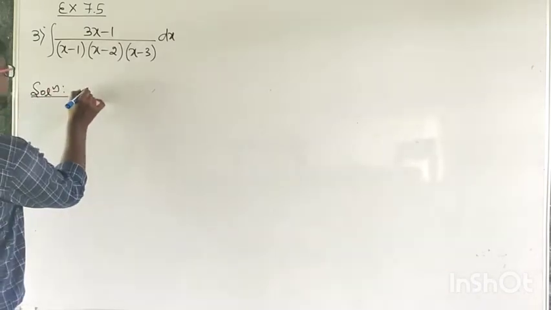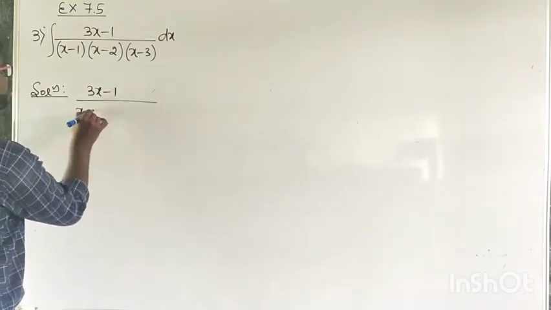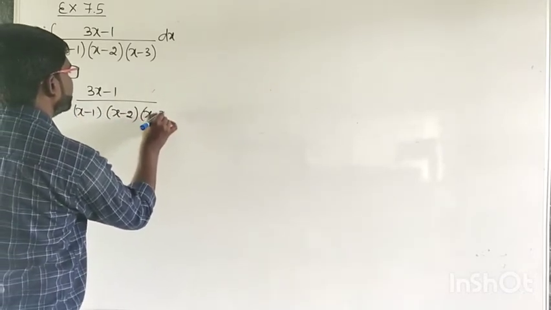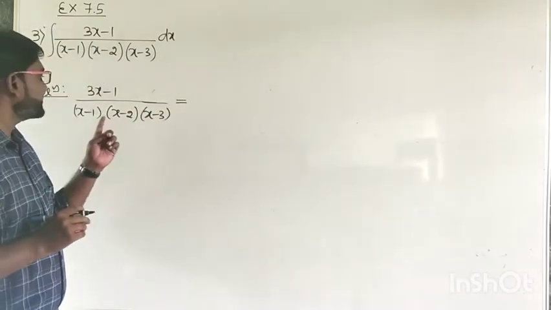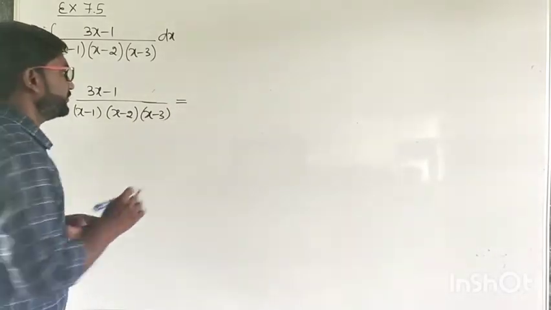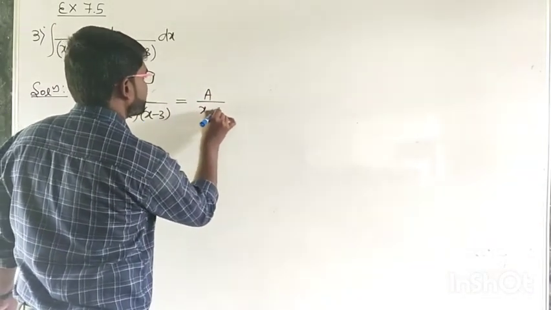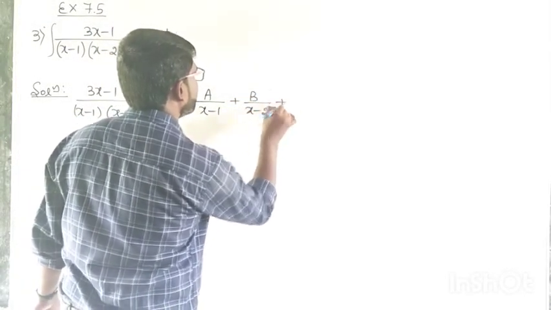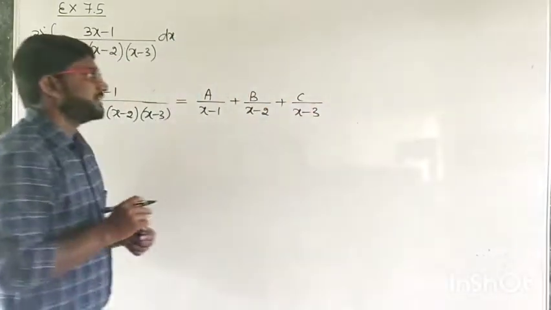So (3x minus 1) divided by (x minus 1)(x minus 2)(x minus 3) can be written as a divided by (x minus 1) plus b divided by (x minus 2) plus c divided by (x minus 3). So here we get three constants. So what is the next step now?